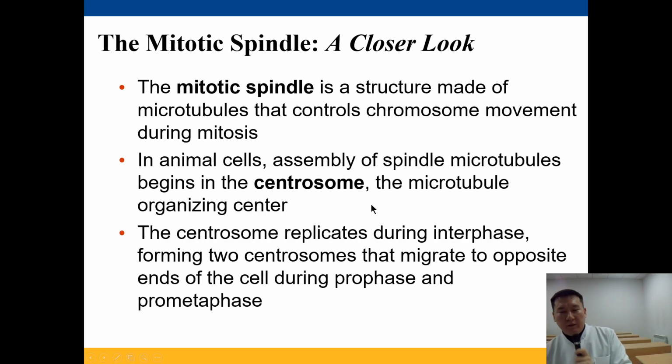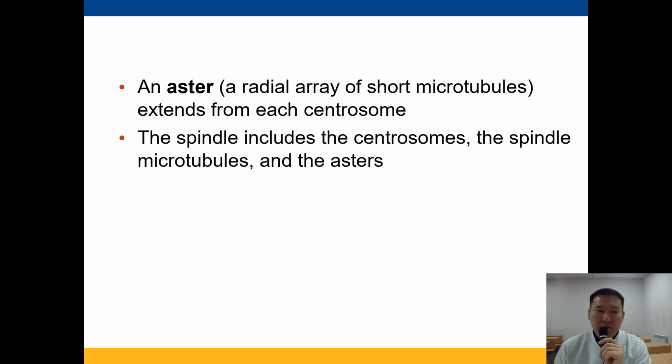The mitotic spindle, a closer look. The mitotic spindle is a structure made of microtubules that controls chromosome movement during mitosis. In animal cells, assembly of spindle microtubules begins in the centrosome, the microtubule organizing center. The centrosome replicates during interphase, forming two centrosomes that migrate to opposite ends of the cell during prophase and prometaphase. An aster, a radial array of short microtubules, extends from each centrosome. The spindle includes the centrosomes, the spindle microtubules, and the asters.